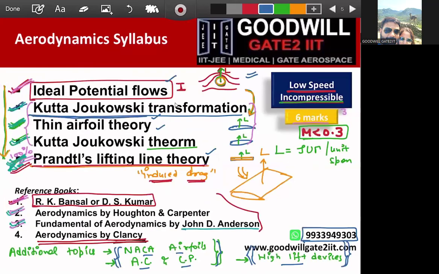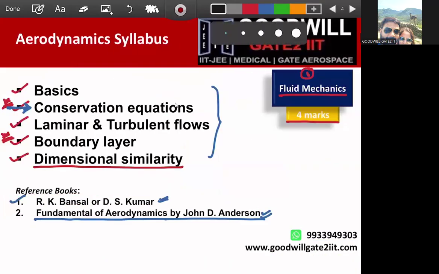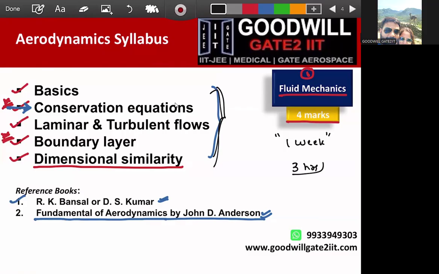Now, coming to timelines, last point, and then we will close this. Don't spend much time in fluid mechanics. I suggest a week's time is more than enough. Now, when I say 1 week, I'm assuming that you are studying at least 3 hours a day, and you're not attending any lectures, any classes, or seeing any videos. If you're seeing any videos, maybe 2 hours you learn something and 1 hour you practice. This is more than enough to finish our GATE aerospace fluid mechanics portion.